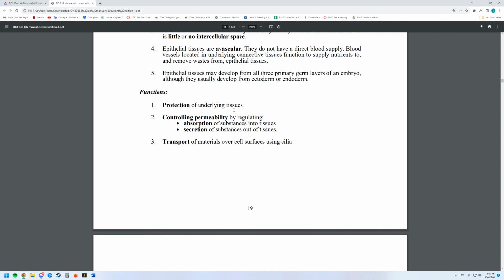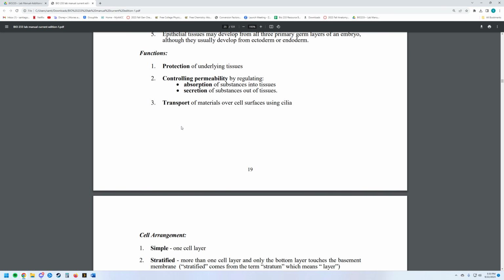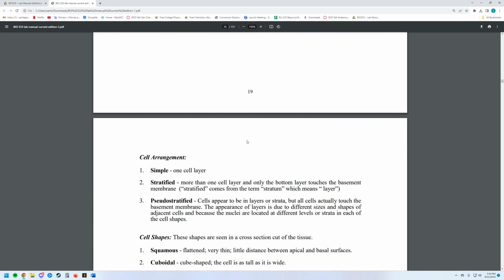Anyway, its main functions here: protecting underlying tissues. If I'm not mistaken, they can get replaced fairly easily. So, use and abuse, right? Controlling permeability, so they're part of the absorption of substances and secretion of substances. That'll be stuff like, if I'm not mistaken, the intestines, right? It's absorbing things into the tissues, or it could be secreting mucus to protect the tissue. And of course, transporting stuff over the surface using its cilia.